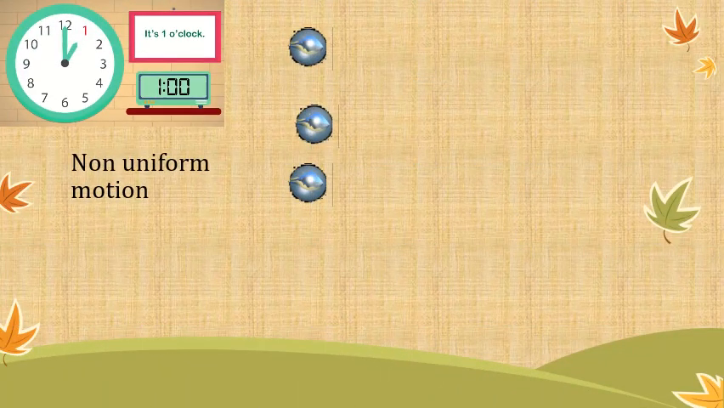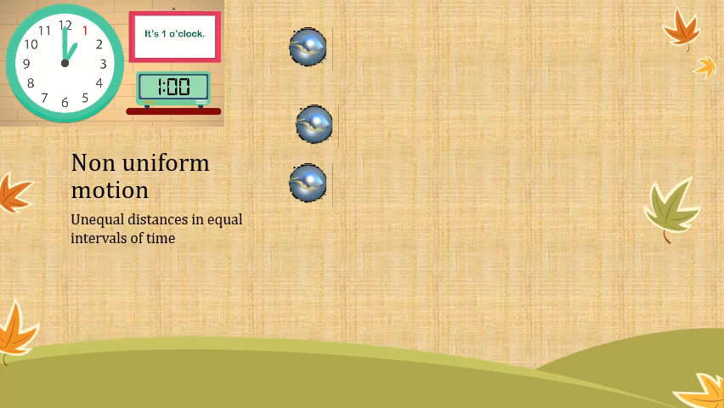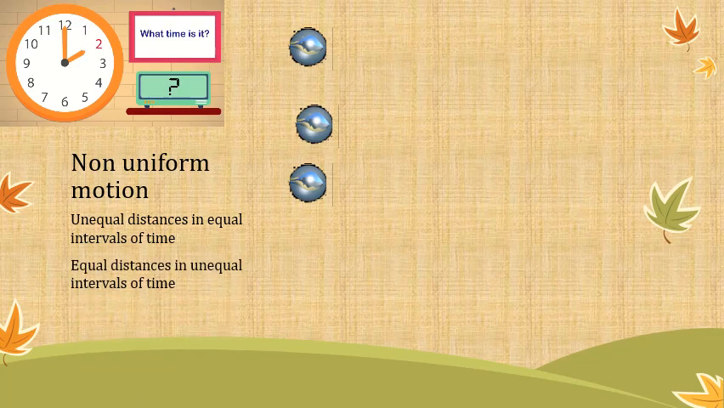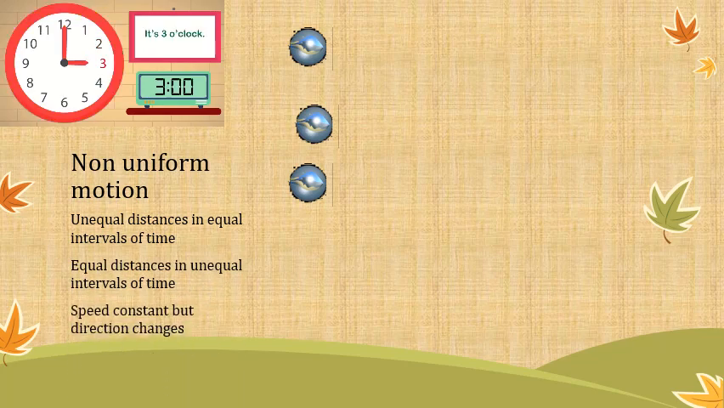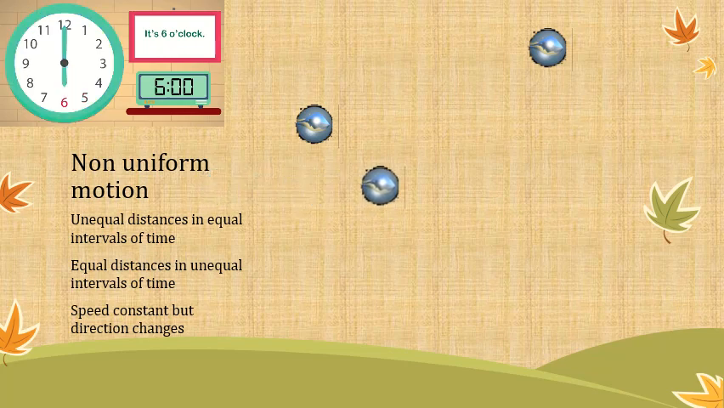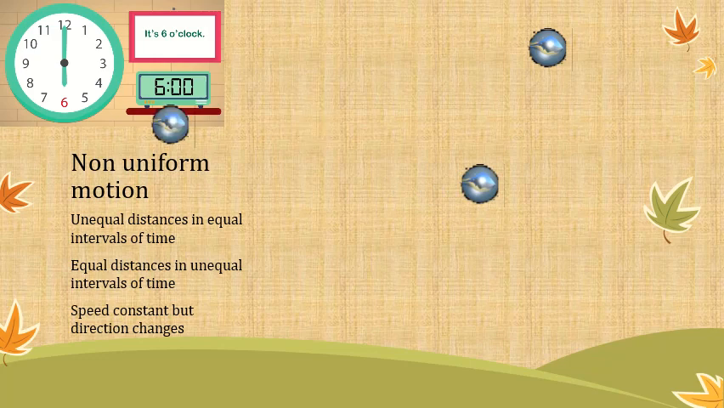So what have you learned, what is non-uniform motion? Unequal changes in equal intervals of time, or equal distances in unequal intervals of time, or constant speed but continuously changing direction, then we say the body is under non-uniform motion. Say one ball moves in uniform motion, another also moves in uniform motion, but the middle one moves in non-uniform motion. Understood?